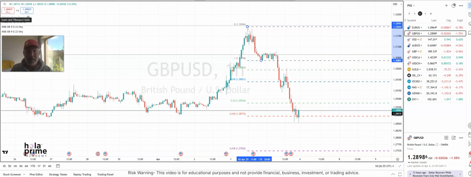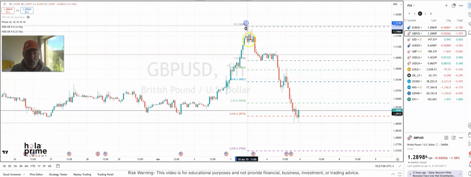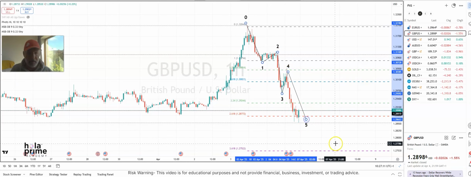What I like to see when we get a switch in sentiment is that we go from a 5-wave count to the upside to a 5-wave count to the downside. And we can clearly see that here. So wave 1, wave 2, cross in 3, up in 4, and then down in 5.